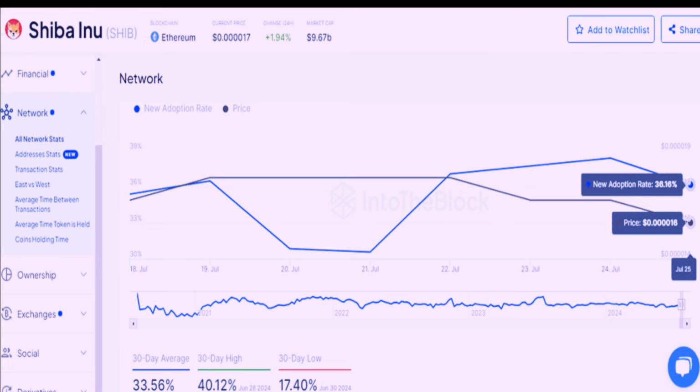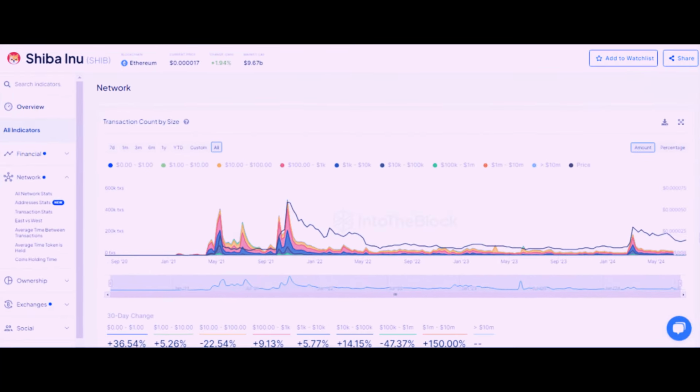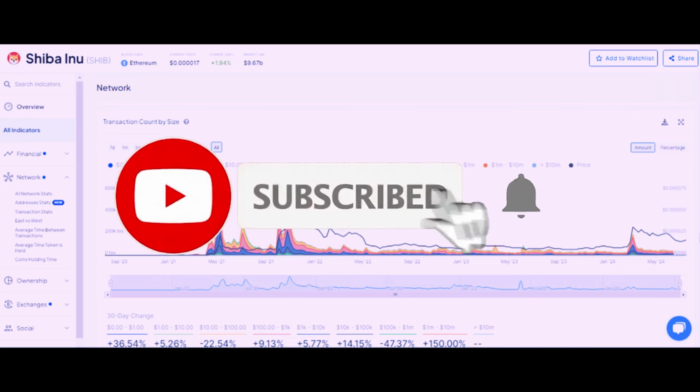Whales typically hold significant amounts of cryptocurrency and can influence the market with their buying and selling decisions. The surge in large transactions could be a positive sign for Shiba Inu's future, as it indicates that institutional investors or high net worth individuals are taking a keen interest in the cryptocurrency. This level of investment can help stabilize the market and potentially lead to increased price stability, which is often a concern in the volatile world of cryptocurrencies.